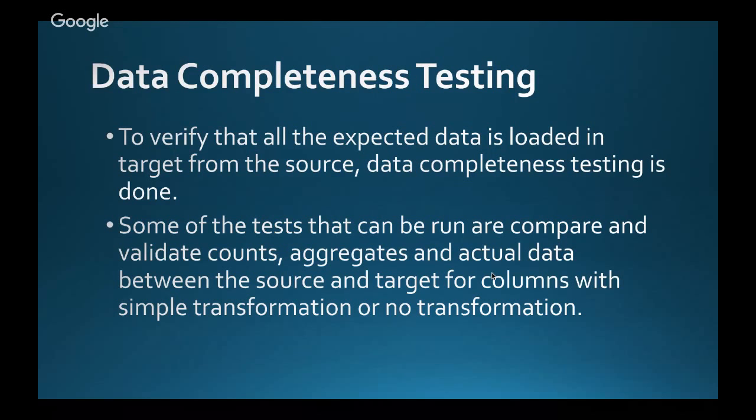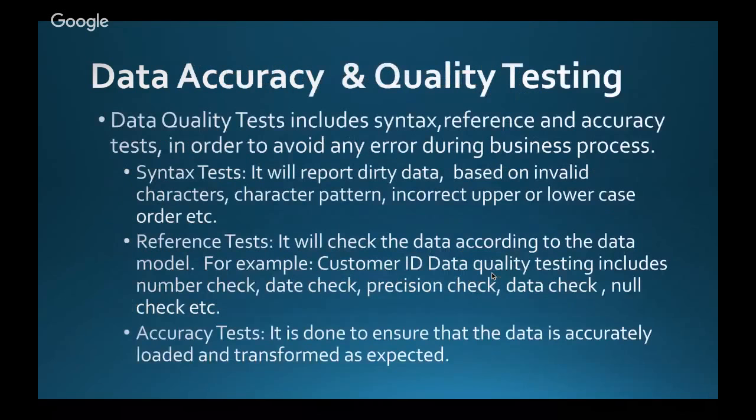Now, data completeness testing is done to verify that all the expected data is loaded in the target from the source. Some of the tests that can be done are to compare and validate counts, aggregates, and actual data between the source and target, with columns for simple transformation or no transformation. So the data should be complete. If you have information or data which is incomplete, it becomes of no use, right? So you have to verify that the data is complete, and this is done via data completeness testing.